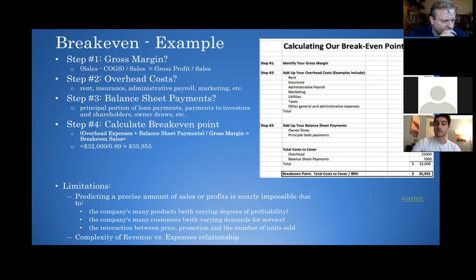So in step 4, we calculate the break-even point by dividing our fixed cost, so overhead expenses plus balance sheet payments in this example, by the gross margin, which gives us this number right here. And this is just an example.